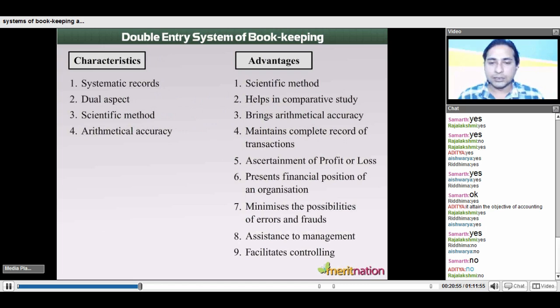Now let me take you through some other advantages also. Just look at these. These are some additional advantages. Now how do you think it helps us in ascertainment of profit and loss? Look carefully. Since we are maintaining the two aspects, or all complete aspects, it will be pretty easy for us to ascertain the profit or loss. Why? Now the question is why?